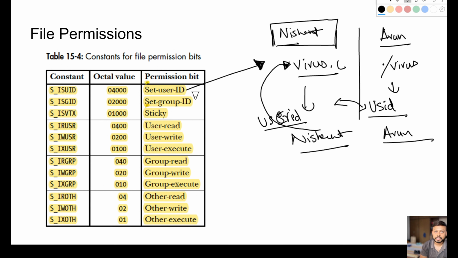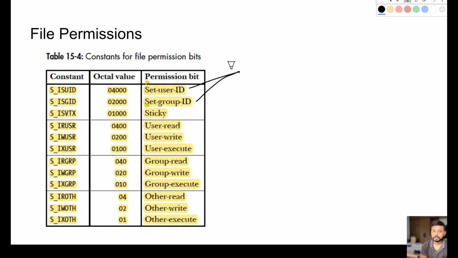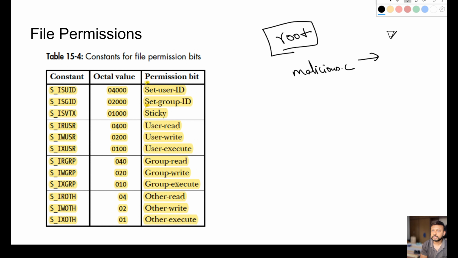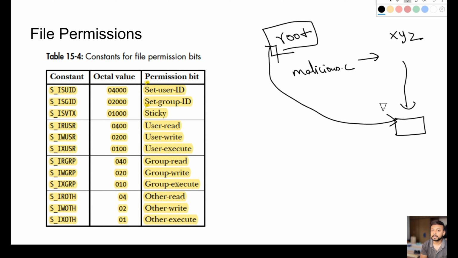Same analogy applies to set group ID as well, where the process takes the group ID of the owner of the file. These bits have to be handled very carefully, otherwise a program written by the root user can be run by some other user XYZ, and this program can take the effective user ID of root and have enhanced privileges on the system. For any malicious and bad programs, this can be disastrous for the system.